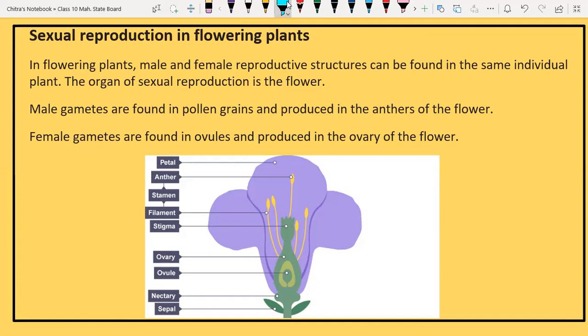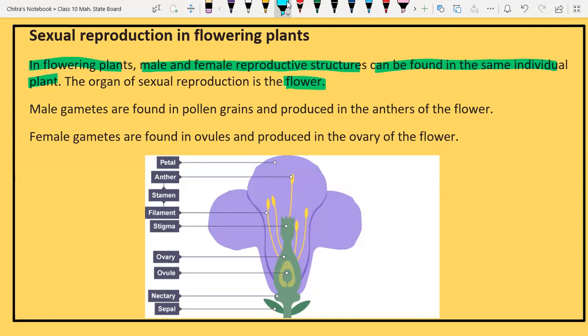In flowering plants, male and female reproductive structures can be found in the same individual plant. Means the female reproductive part as well as the male reproductive part are found maybe on the same flower or on different flowers but on the same plant itself. The organ of sexual reproduction for the plant is the flower. Flower is the only part of the plant which is responsible for sexual reproduction.